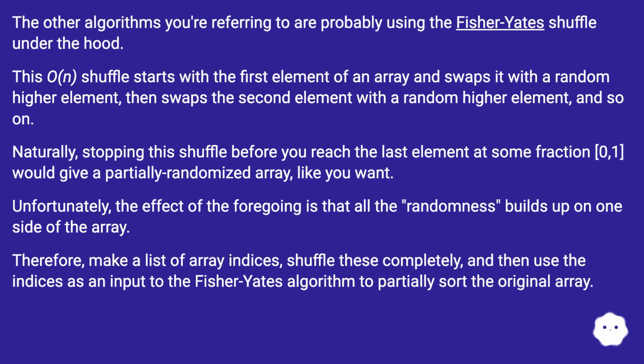The other algorithms you're referring to are probably using the Fisher-Yates shuffle under their hood. This O(n) shuffle starts with the first element of an array and swaps it with a random higher element, then swaps the second element with a random higher element, and so on. Naturally, stopping this shuffle before you reach the last element, at some fraction in 0 to 1, would give a partially randomized array, like you want. Unfortunately, the effect of the foregoing is that all the randomness builds up on one side of the array. Therefore, make a list of array indices, shuffle these completely, and then use the indices as an input to the Fisher-Yates algorithm to partially sort the original array.